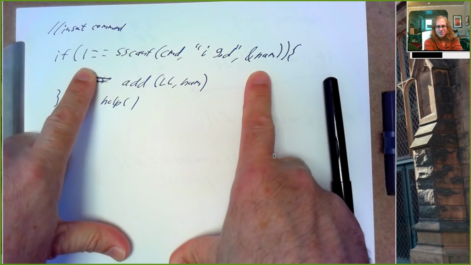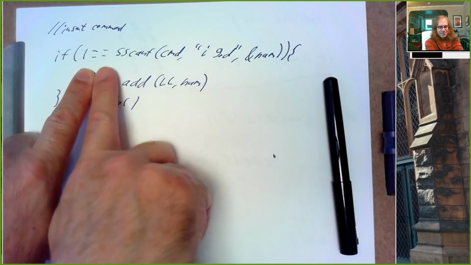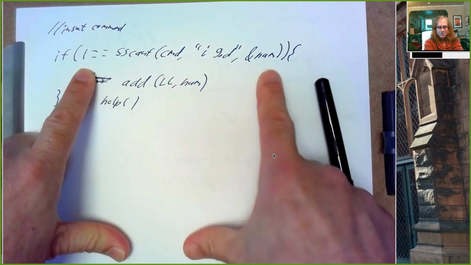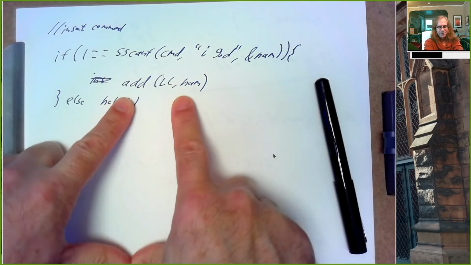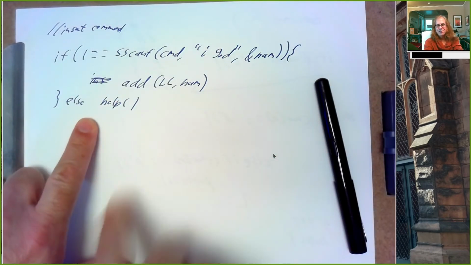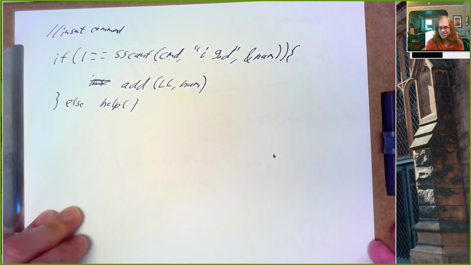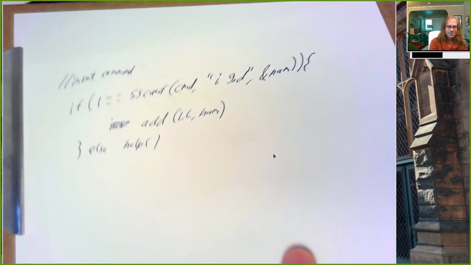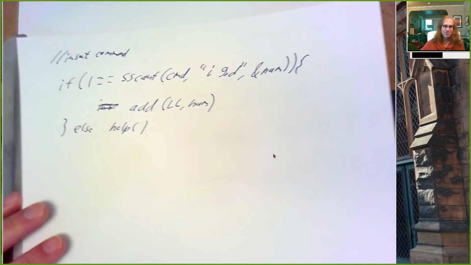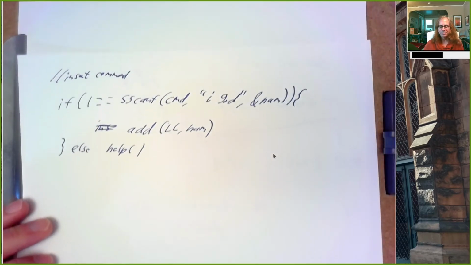If there's an error, it might come back with 0, it might come back with -1, right? Check to see if it's equal to 1. If it's equal to 1, it's a good number. Go ahead and add it. Otherwise, give them help. Right? So if you break it into pieces like this, it can be a lot of code, but it shouldn't be very mysterious. It shouldn't be very overwhelming, right?